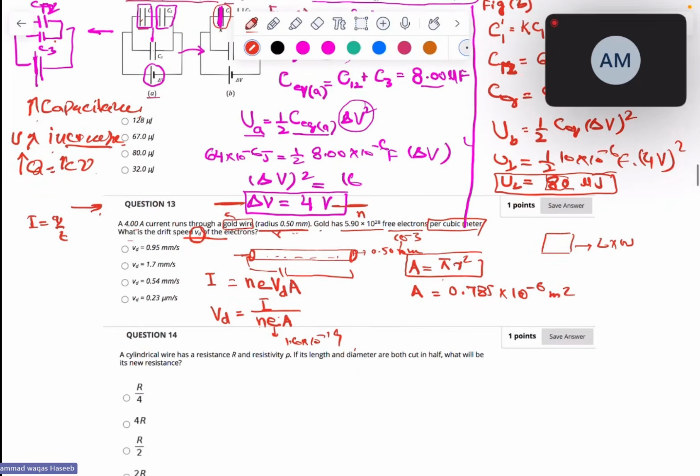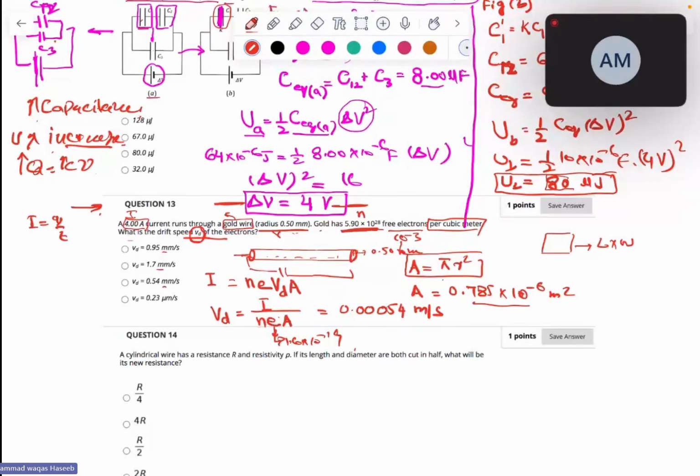When we substitute this value, we have N over here, we have E, which is given in the constants, and we have the area over there, and you have a current I, which is 4. So the velocity you will get is 0.00054 meter per second. This is what you get in meter per second, but the answer is in millimeter per second.